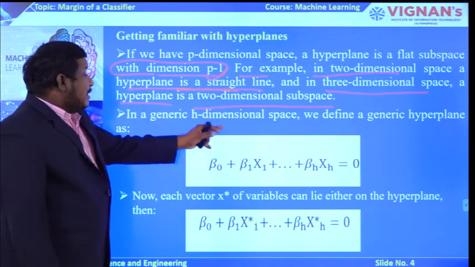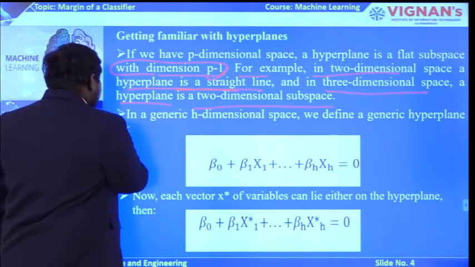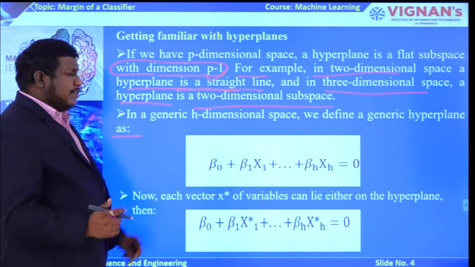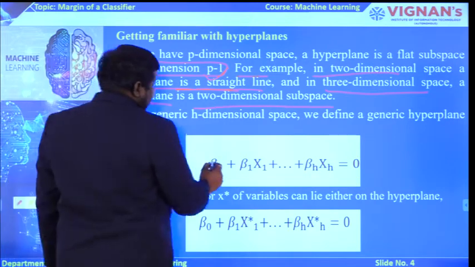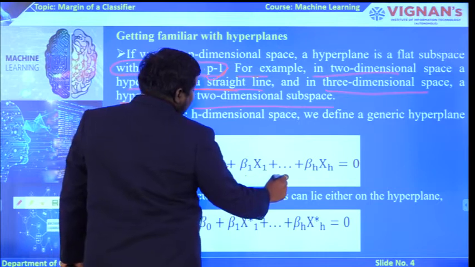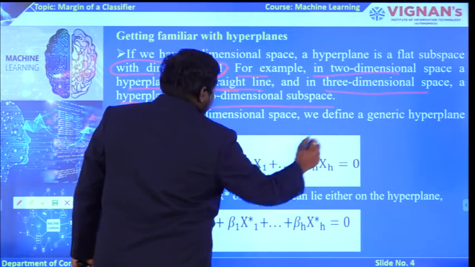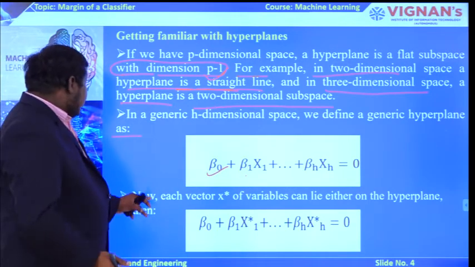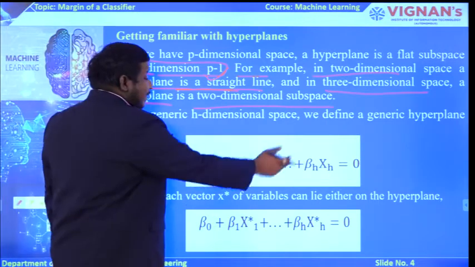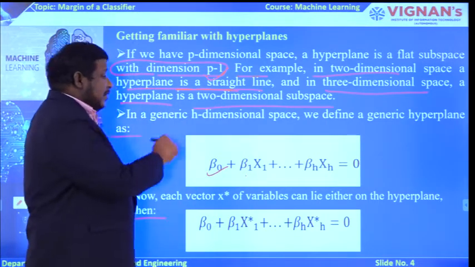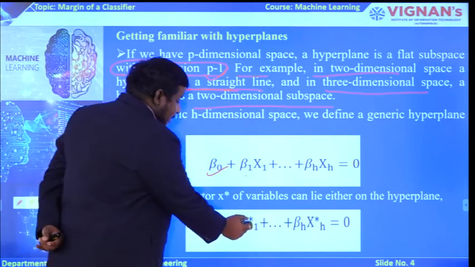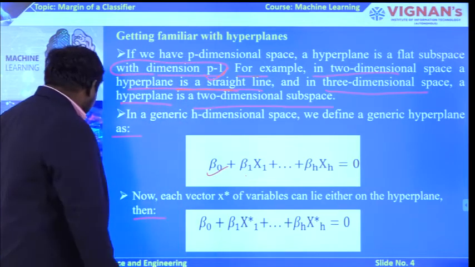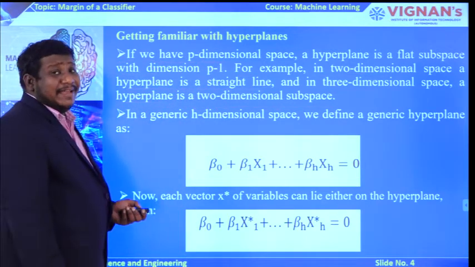In a generic p-dimensional space, we define a general hyperplane with this equation: beta naught plus beta 1 x1 plus and so on up to beta p xp equals 0. This is the basic formula we use to represent a hyperplane. A vector x star of variables can lie on the hyperplane, in which case the equation becomes beta naught plus beta 1 x1 star and so on up to beta p xp star equals 0.